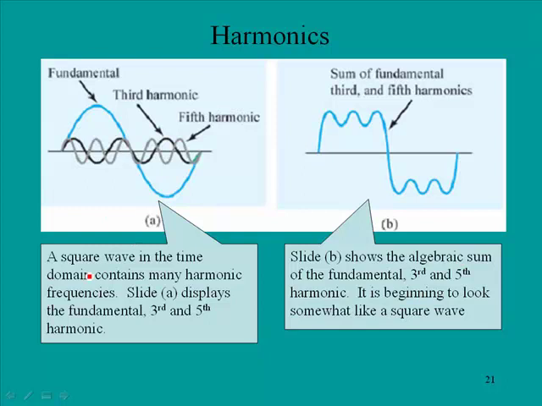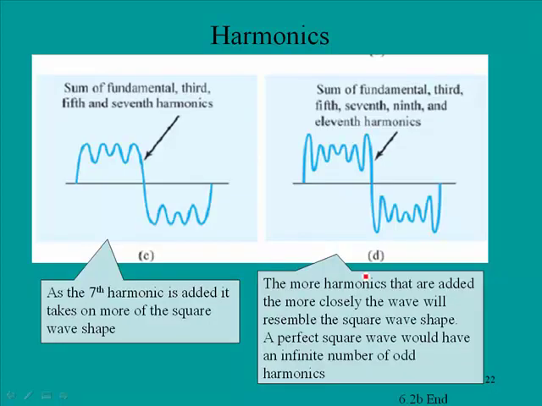Here we're looking at just the individual frequencies that make up a square wave. Here we're seeing how they would actually display if you only had the fundamental, the third, and the fifth. This is adding in the seventh, and then here we've added in the 9th and 11th, and you see that it's beginning to take on the shape of a square wave.